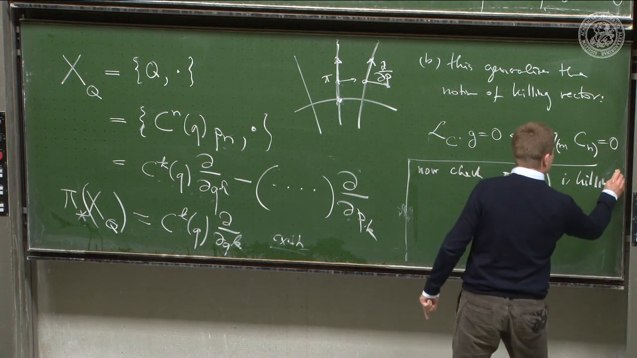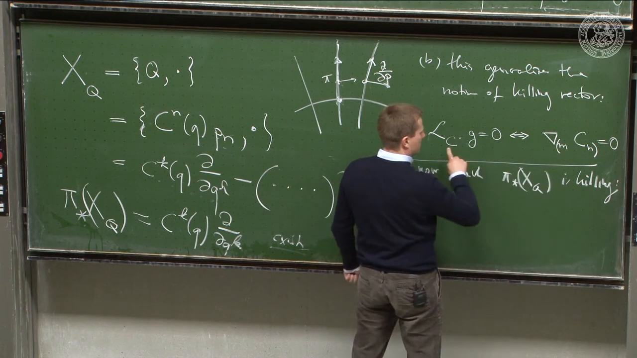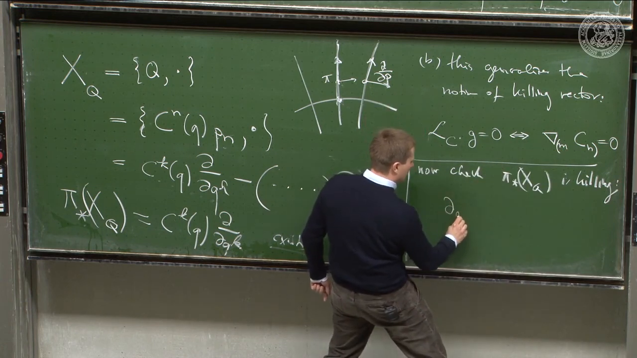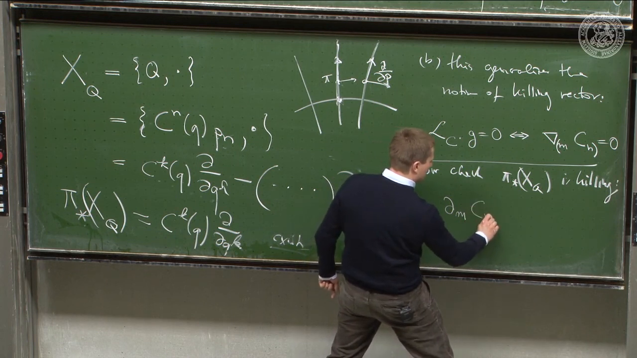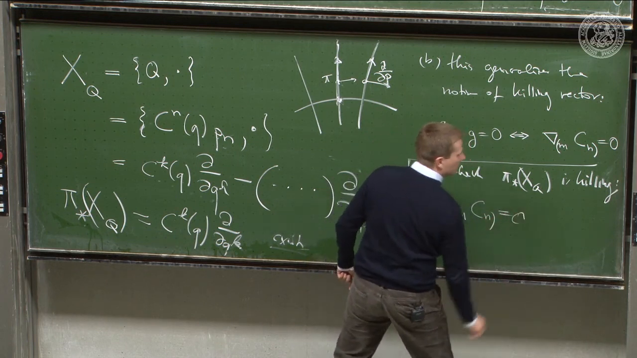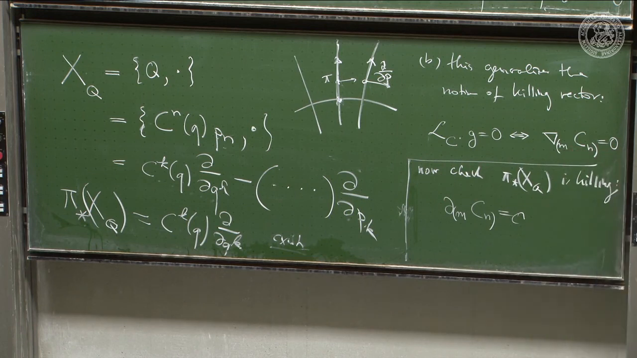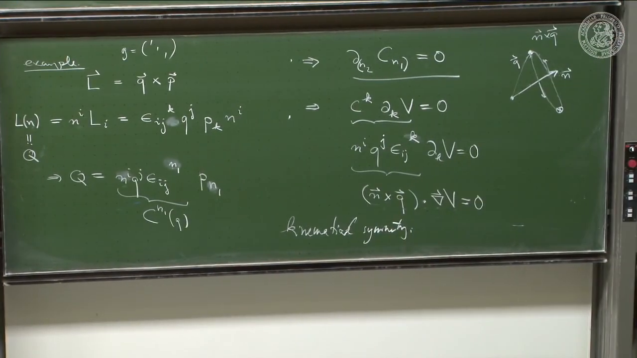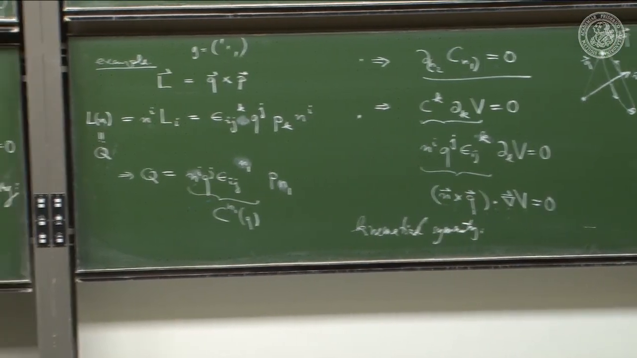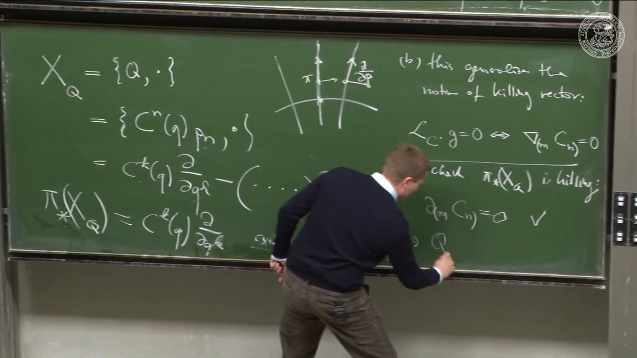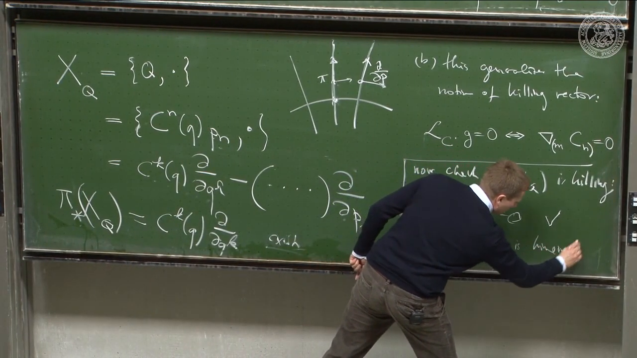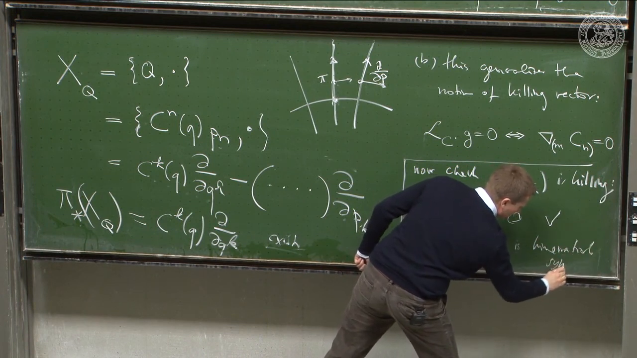Well, how do we do this? We need to calculate this condition here, del_(m c_n) equal to 0. Well, but that we already checked. That's true. So in fact, we push it down, and it is Killing down there. Hence, this Q that is L_n is a kinematical symmetry.